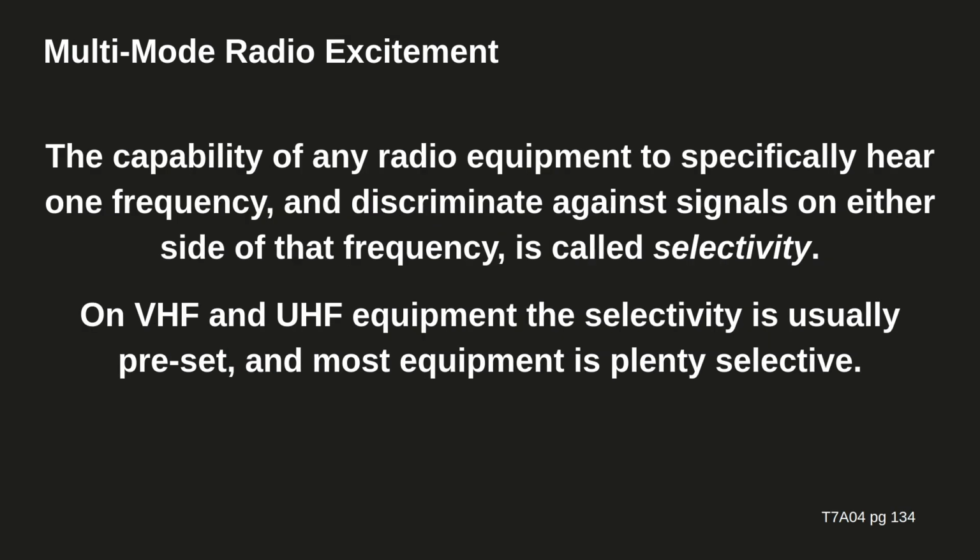Now, the capability of any radio equipment to specifically hear one frequency and discriminate against signals on either side of that frequency is called selectivity. On VHF and UHF equipment, the selectivity is usually preset and most equipment is plenty selective.